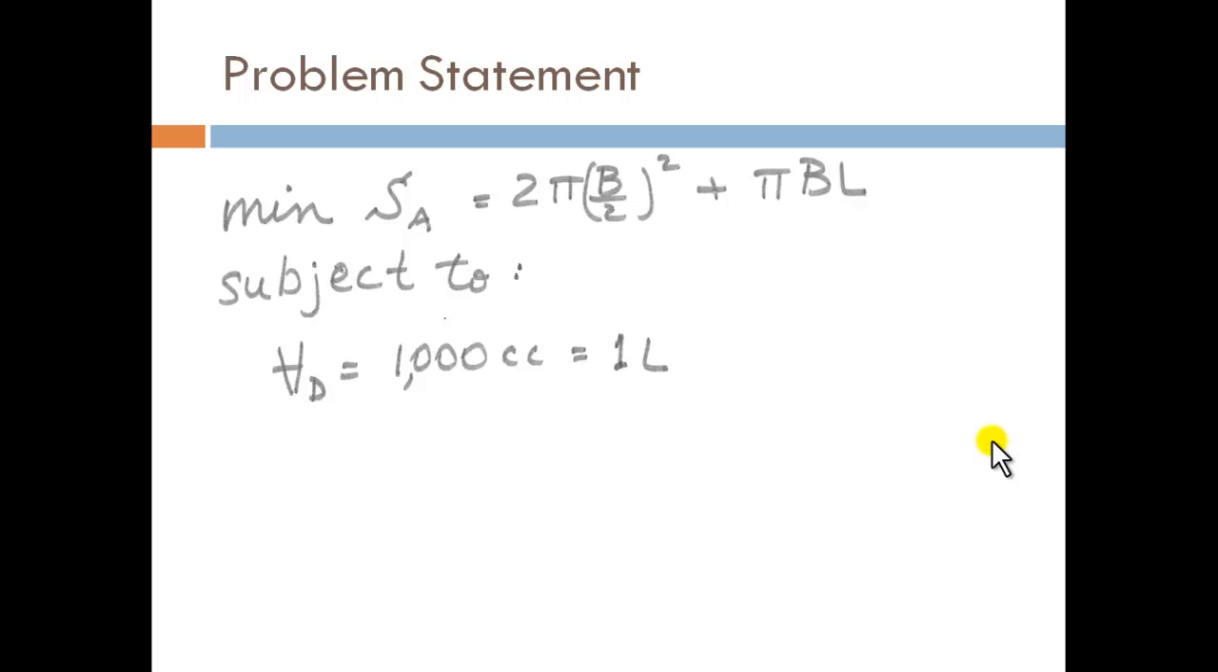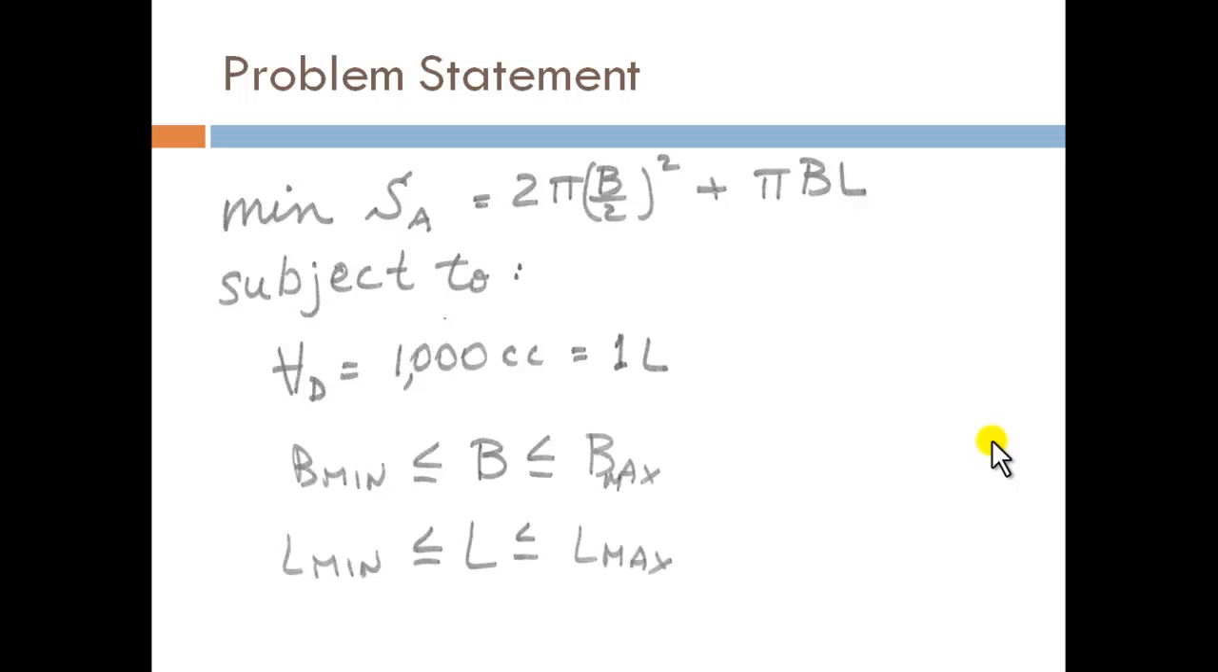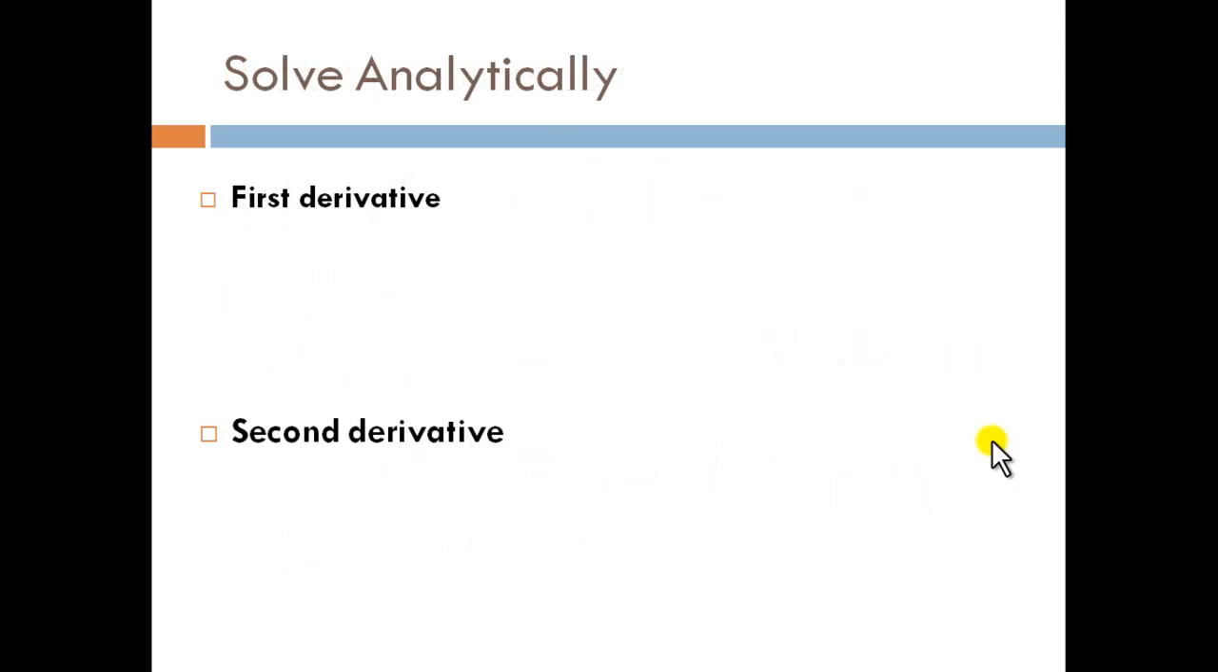First, we have the drink volume constraint, and then we have the upper and lower bounds for both the can diameter and its height. The drink volume constraint is known as an equality constraint, and the inequalities here are called side constraints on the variables.